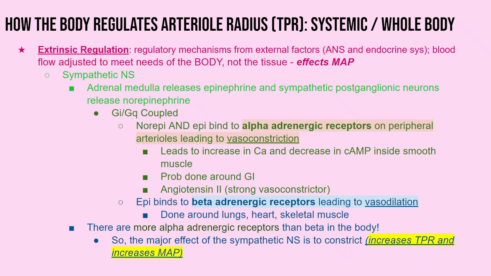Does anyone have any ideas? Yeah, the GI tract, exactly. So remember, fight or flight, we don't need to focus on digestion, so we can constrict around the GI. Beta adrenergic receptor vasodilation in response to epinephrine would therefore dilate arterioles around like the brain, heart, lungs, skeletal muscle.